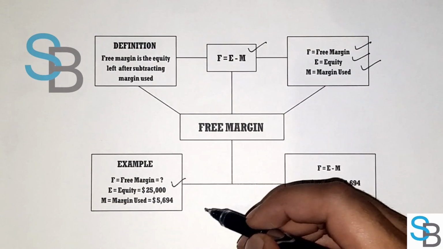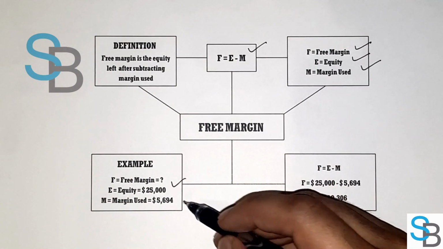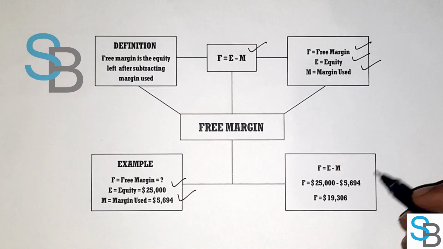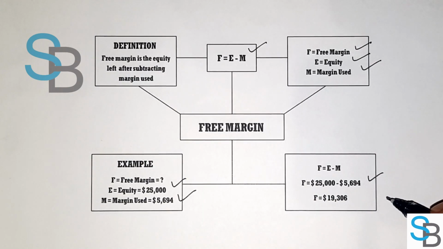Let's do an example. Our equity is $25,000 and we've used a margin of $5,694. Subtract 5,694 from 25,000 and we're left with $19,306, which is the free margin or the amount available to open more trades.